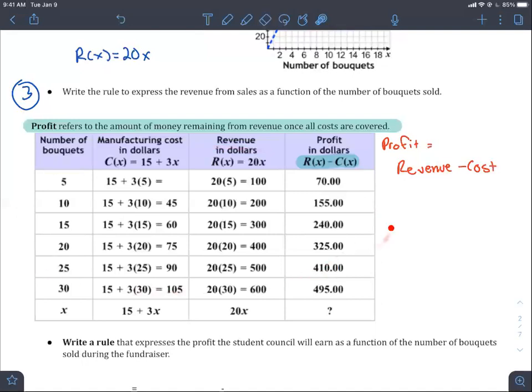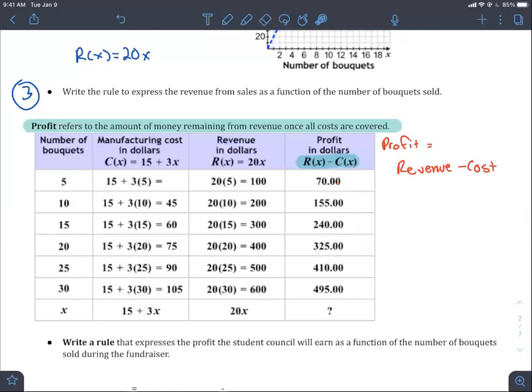Because the student council is good, mathematically sound people, they decide to crunch a few numbers. They figure, if we sell 5 bouquets, we're going to make a profit of 70. If we sell 10 bouquets, we're going to make a profit of 155. If we sell 15 bouquets, 20, 25, 30, and so on. So the more bouquets that they sell, the more profit they are going to make.